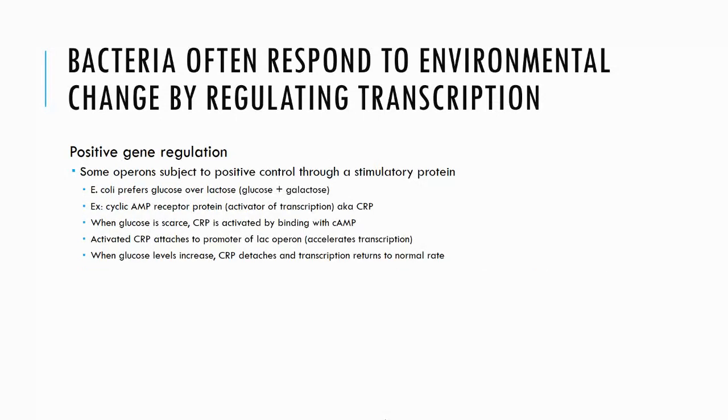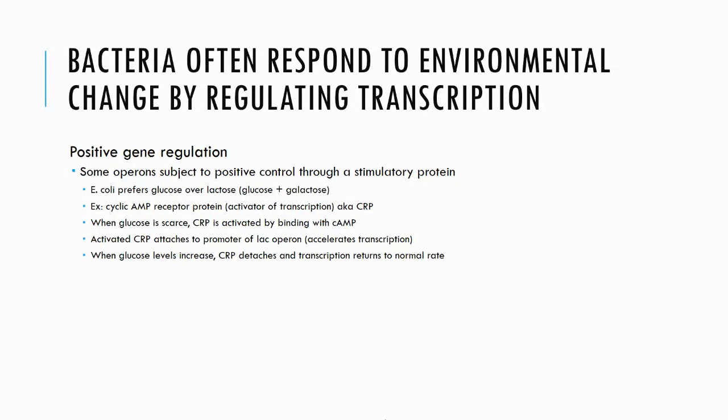Some operons are subject to positive control through a stimulatory protein. So E. coli prefers glucose over lactose. And so if both are around, it's going to use up the glucose first and then resort to breaking down lactose, which is made up of a glucose molecule and a galactose molecule. And so it's going to break down the lactose so it can get the glucose that it needs to do all of those wonderful cellular functions that use glucose.